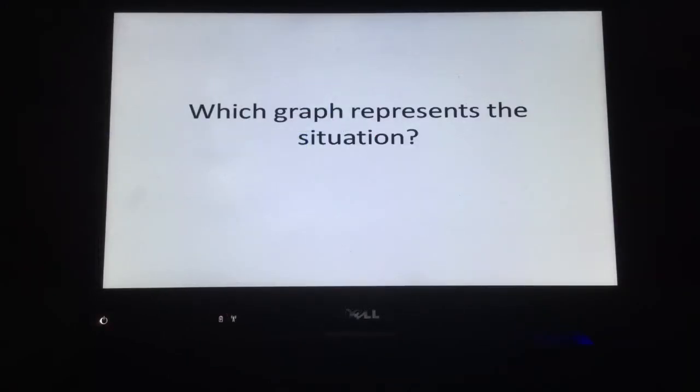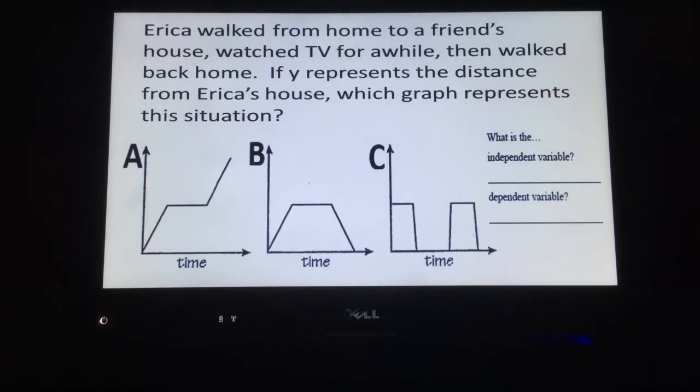All right guys, so here we go on the back. It says which graph represents the situation. This is kind of going to be like multiple choice. So let's look at the first graph, or the first scenario we're talking about. Now, the independent variable for this, it's already there, which is time. The dependent variable is the distance from home. Let's go ahead and put that in the y-axis of each of these graphs.